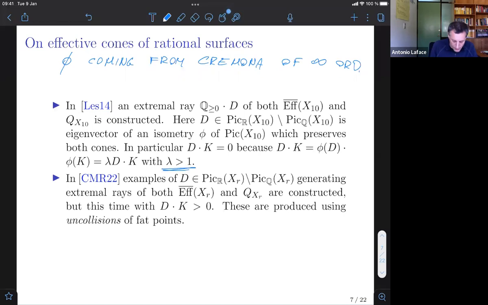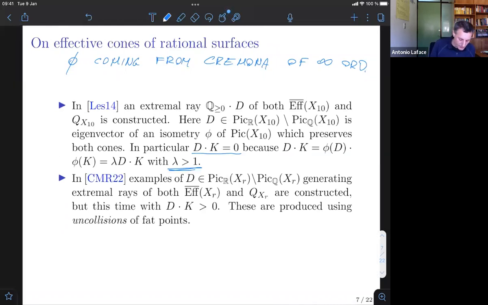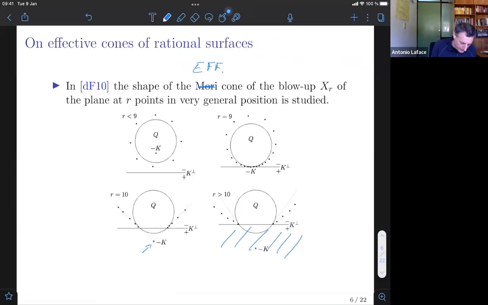So in this way, you could produce this D, which is the eigenvector of this D lambda. And of course, the D which is produced here has intersection product 0 with the canonical class, because phi is an isometry and D.K is phi D dot phi K. It's because of these inequalities, and lambda is bigger than 1. So with this, he was able to produce an extreme ray which is here and is irrational.